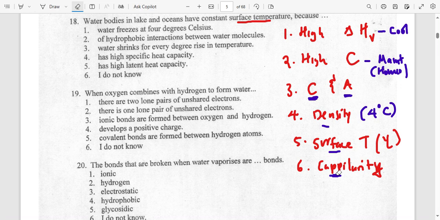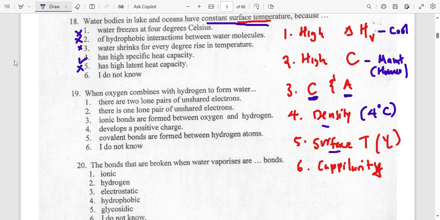So this question, we can now even answer. We want to maintain a constant surface temperature. Water freezes at 4 degrees. That's not the reason for constant surface temperature. Hydrophobic interaction is not a reason. Water shrinks every degree. That's not a reason. Has a high specific heat capacity. Okay, high specific heat capacity. Yes. Has a high latent heat capacity. That's not a reason. Okay.